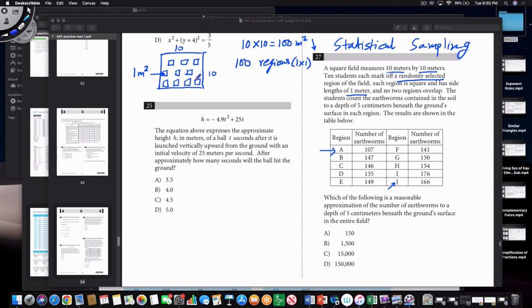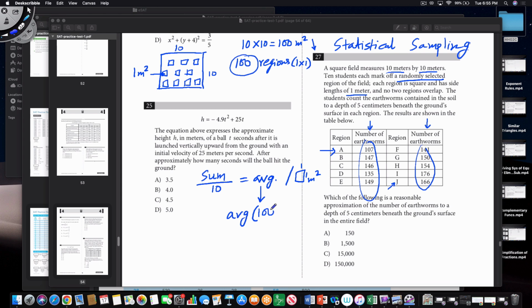Now once they've selected these 10 regions, they have counted the number of earthworms in them. So if we add all these earthworms together and divide that number by 10, so we basically find the sum of these and divide by 10, that gives us the average number of earthworms per 1 by 1 square, which is per square meter. With that average, I will then multiply by the 100 regions, which are 1 by 1 regions, to get the total. That's how you solve the problem.